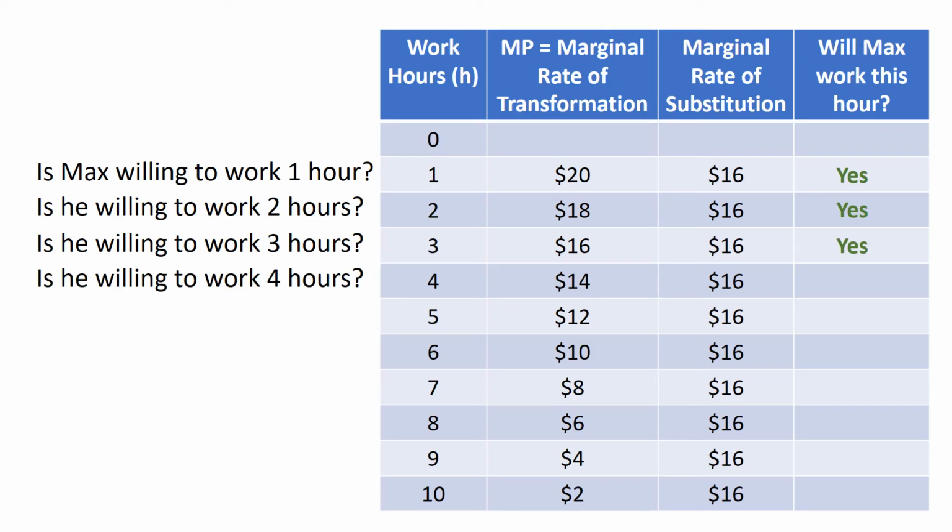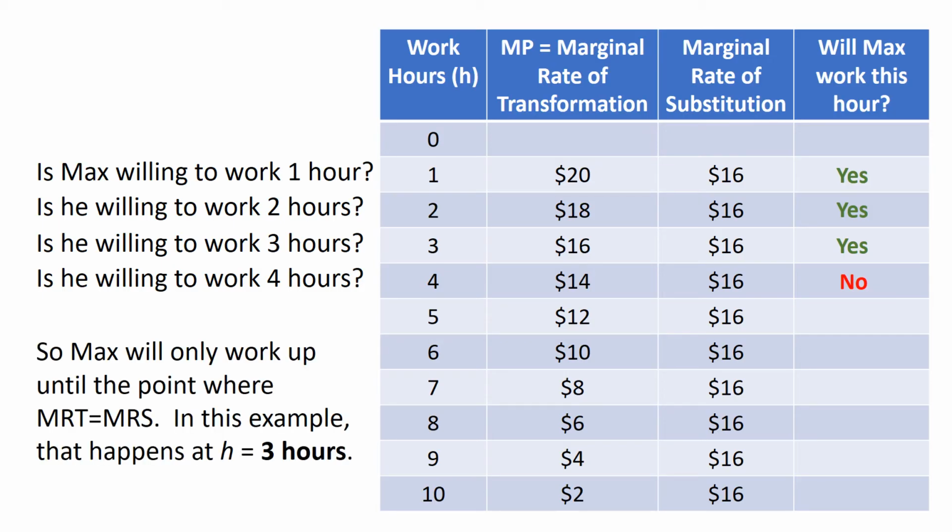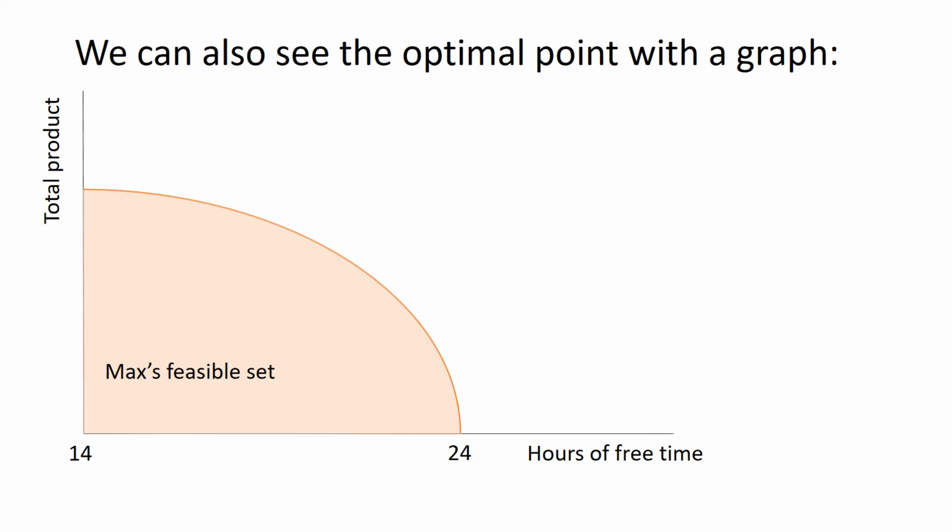However, on the fourth hour, he would be making $14, which is less than the amount by which he values free time. So he's not willing to work the fourth hour. That means that he'll only work up until the point where the marginal rate of transformation equals the marginal rate of substitution, which in this example happens at 3 hours. Those are his optimal work hours.